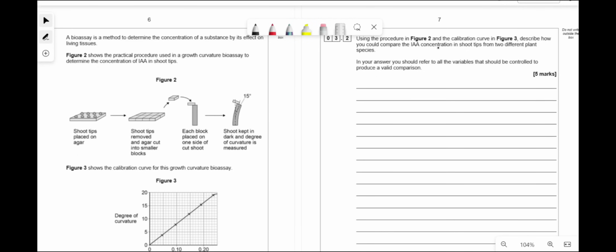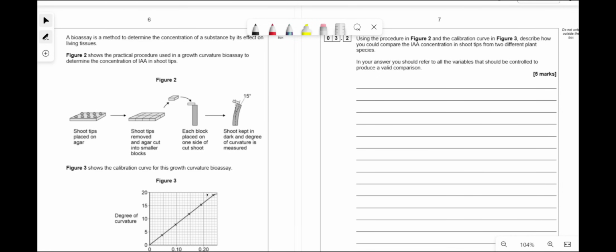Using the procedure in figure 2 and the calibration curve in figure 3, describe how you would compare the IAA concentration in shoot tips from two different plant species. In your answer, you should refer to all the variables that should be controlled to produce a valid comparison. Okay, so obviously you would get shoot tips from different species, place them on agar, cut them into smaller blocks, place it on the side of the cut shoot, and then record the curvature. And then you would use the curvature to work out the concentration. Obviously, as we can see here, higher curvature means higher IAA concentrations.